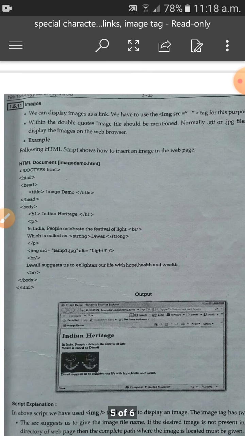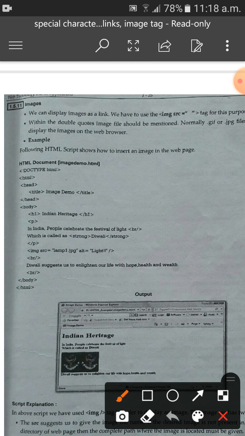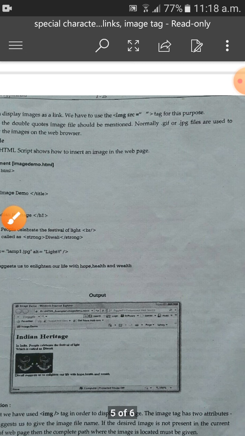Okay, so next will be the image tag. The image tag is used to display an image on the web browser. We can display an image as a link. For that we have to use the tag, that is img, src equal to. Here src is an attribute name, and we have to provide the value for that. For that we have to give the image name or an image link. So img src equal to, is the tag for this purpose.